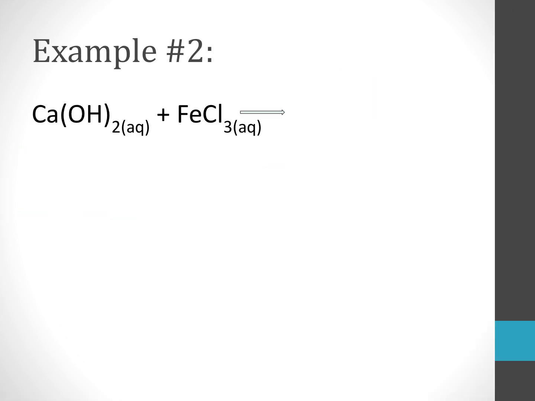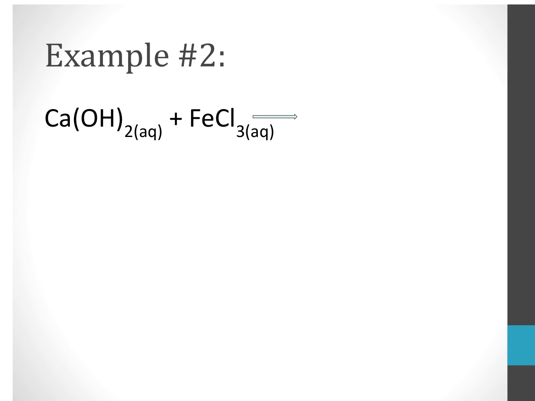Okay, last example. This time I just give you the reactants, so we'll have to predict products, then we'll do the complete ionic and net ionic. So we are taking calcium hydroxide plus iron 3 chloride. Before we predict products, do we need to know what type of a reaction this is? Yes. So if you look at it, what are you starting with? Are they elements? Are they compounds? Okay, you're starting with 2 compounds. So what type of a reaction is that? Okay, so double replacement.